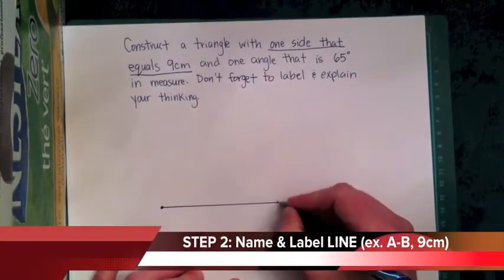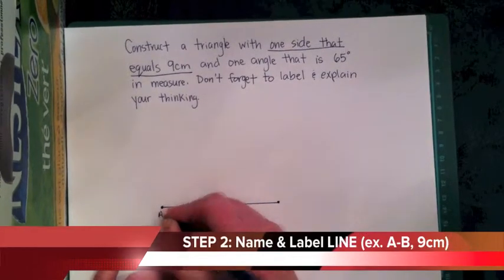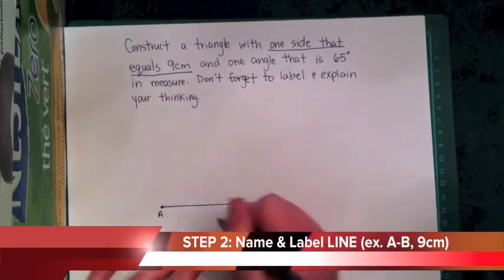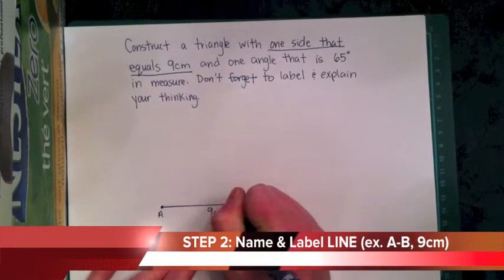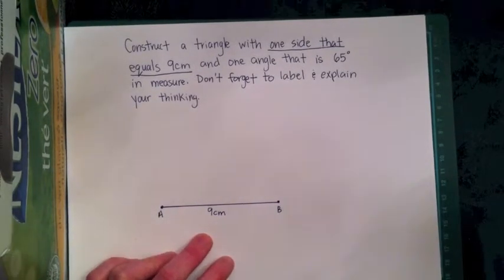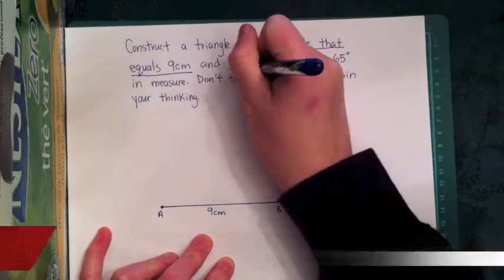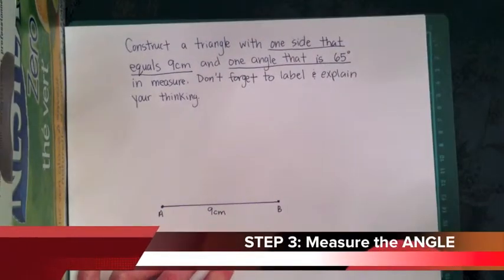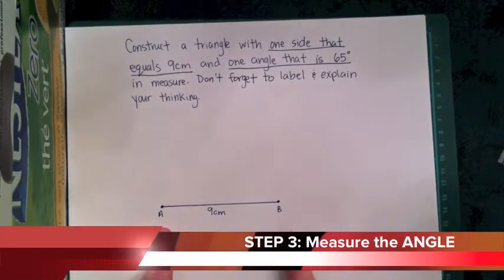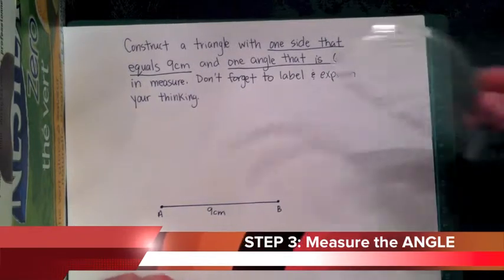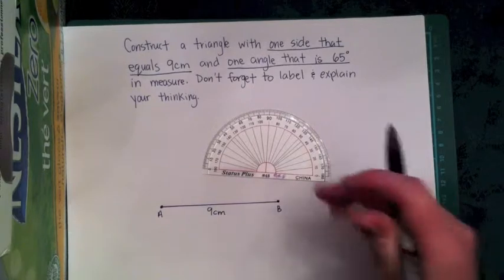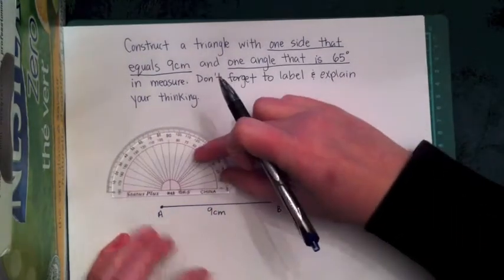I can name the line. For this example, I will name it AB. And I can also mark down that it is 9 centimeters. The next step is to do the one angle that is 65 degrees. So you can start at point A or point B. That doesn't matter, but you do need to use your protractor for this step. I am going to make my angle off of point A.